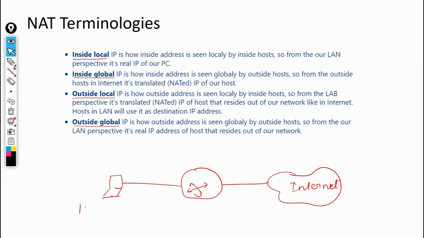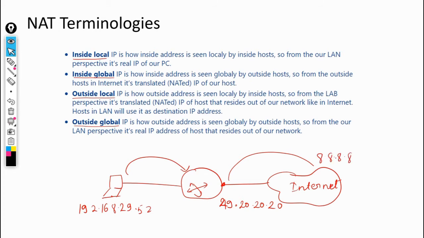You are using one IP address, 192.168.29.52. You are sending a request from it, and that is being translated to some other IP address, let's say 49.20.20.20. Using this, it communicates with some other Google server, let's say 8.8.8.8. That is the IP address of the server.